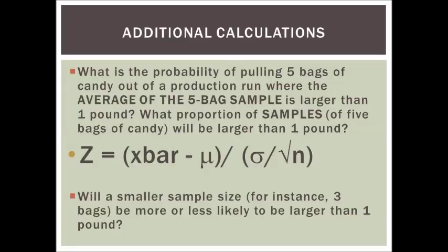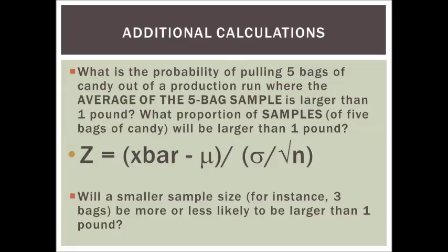Another way of saying this is, well, what if you pulled out samples of 5 bags of candy out of this box? So you pull out 5 bags, you weigh the average of that. You pull out 5 more bags, you weigh the average of that. You pull out 5 more bags, you weigh the average of that. And you keep doing that until you run out of bags of candy. This same question is asking, what proportion or what fraction of the samples that you measure will actually be larger than 1 pound? So those two questions ask exactly the same thing.